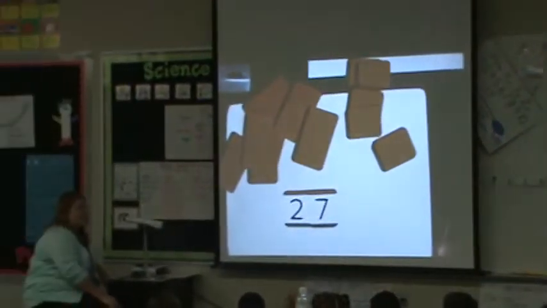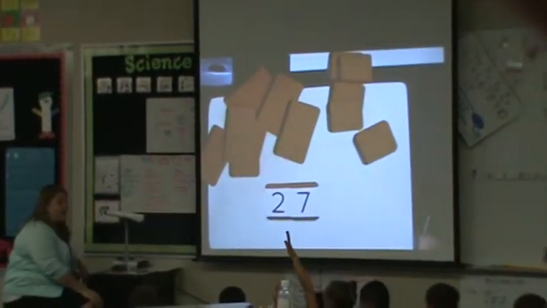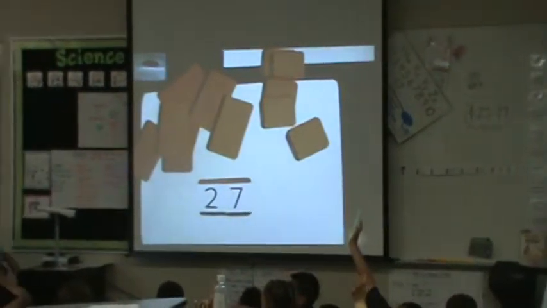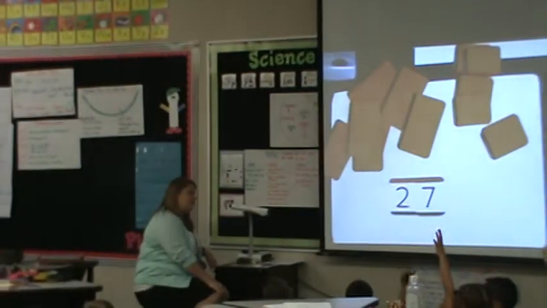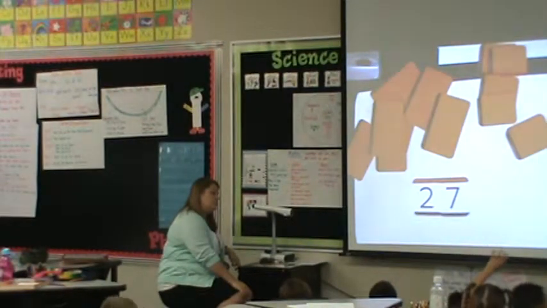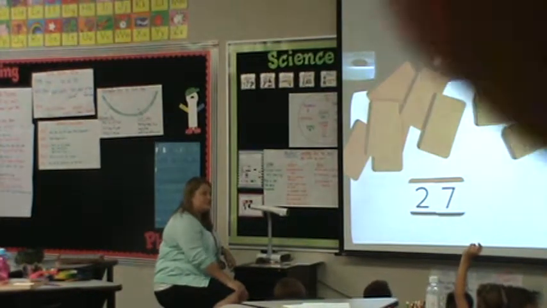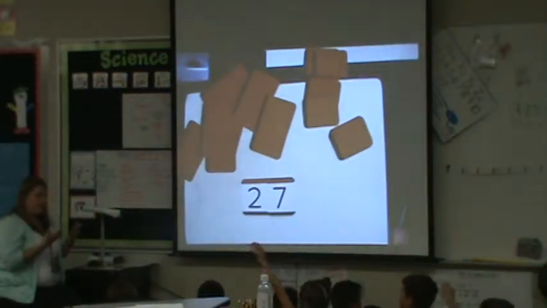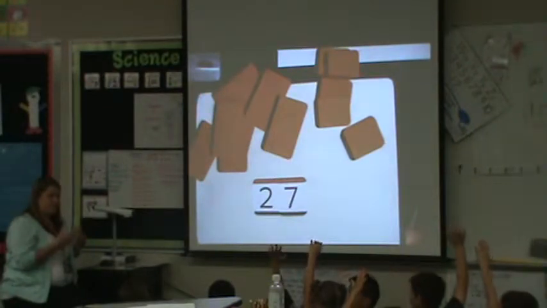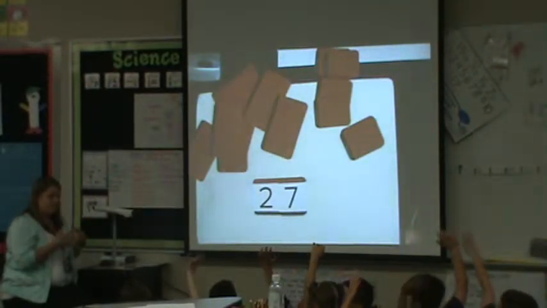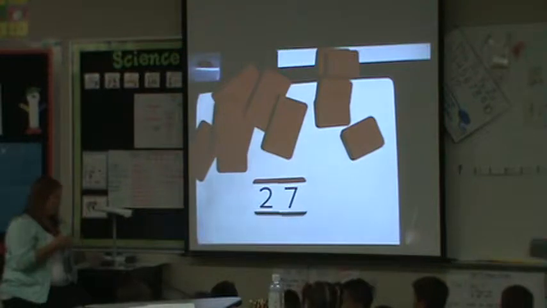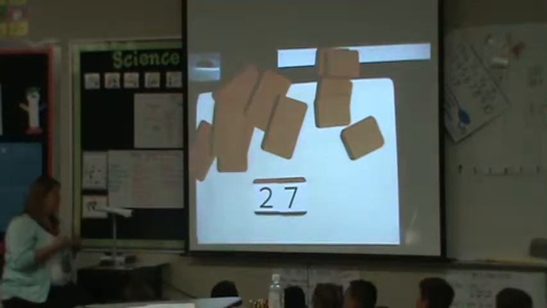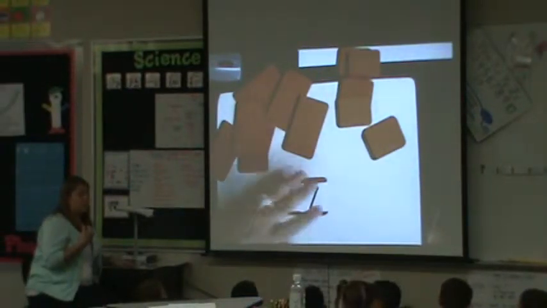Did anybody say anything about even or odd? Did you use what we learned yesterday? And do you know something about 27? Adam? 27 is odd. Now, did you count all the way to 27 and check for partners? No. How would you figure out if 27 is odd? James? By the ones digit. By the ones digit, we just look at the 7, and then we look to see if it has a partner. Very good.